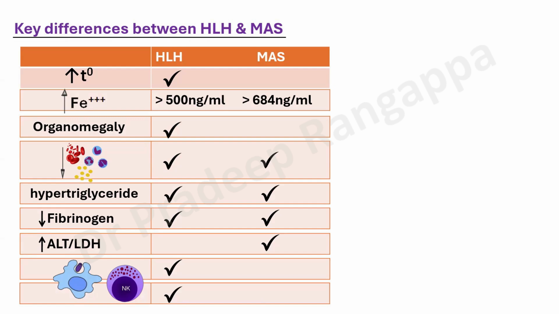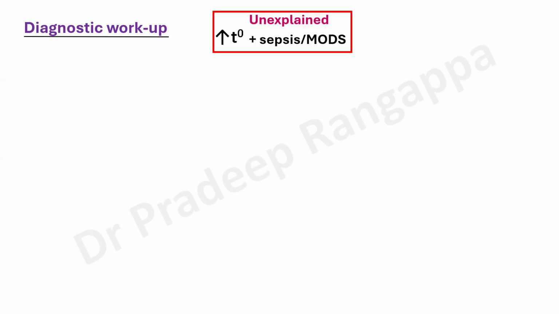So these are subtle differences, but for a clinician, for an intensivist, pretty much you can concur they're the same. One thing you can keep in the back of your mind is the ferritin levels are strikingly much higher in MAS as opposed to HLH. Just remember that if you can. Otherwise, other things possibly don't matter. So now the key thing is one needs to have a high index of suspicion to make a diagnosis of HLH or MAS. So what is the diagnostic workup?